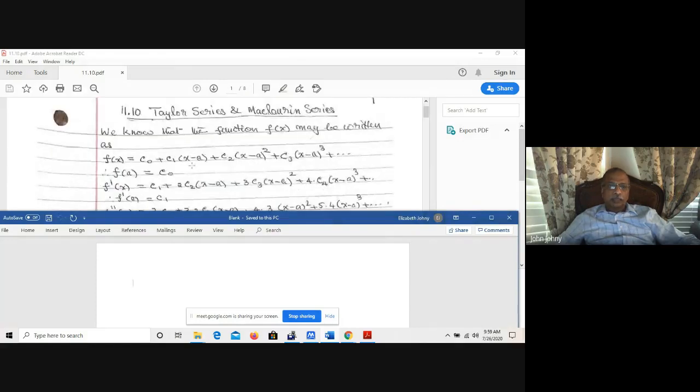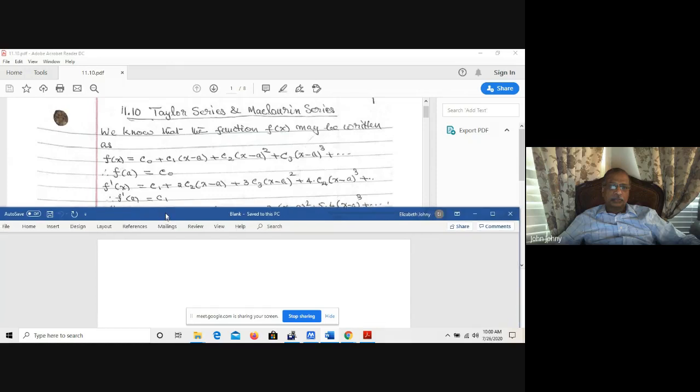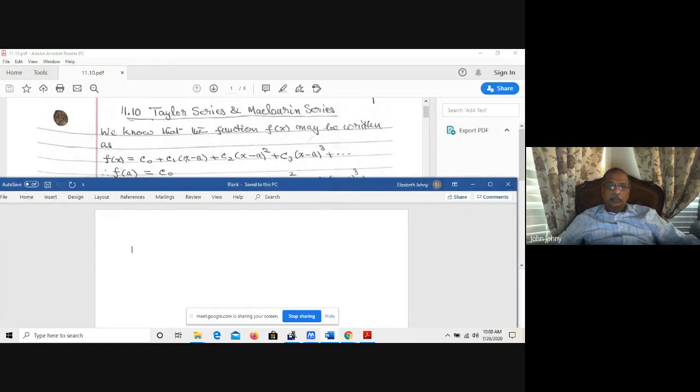So if you want to find f(a), you substitute x = a. The second term is 0, the third term is 0, the fourth term is 0, every other term is 0. The only remaining non-zero term is the first one, c0. So f(a) = c0.